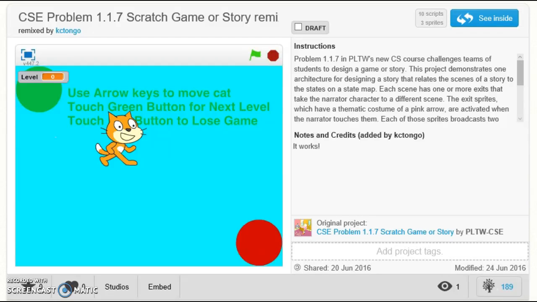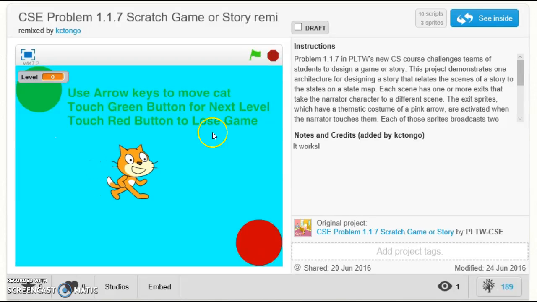Alright, in this simple Scratch game, which is demonstrated here, there's a sprite that's the cat, that's the player's sprite, that they can move around by pushing the arrow keys: up, down, left, and right.